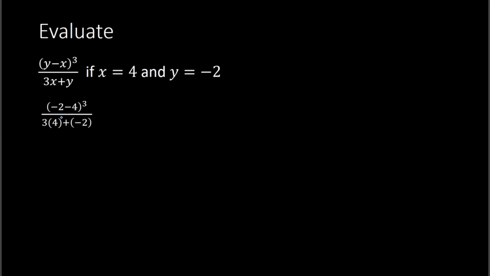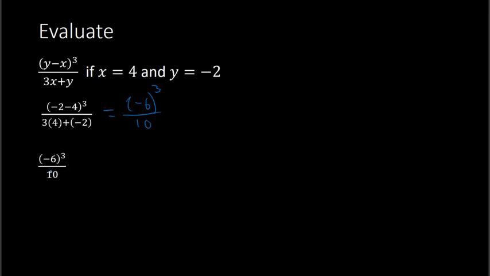So from here, I need to simplify. Begin with parentheses first. So on the top, -2 minus 4 would be -6. So I have -6 to the 3rd power. And then on the bottom, 3 times 4 is 12. And then 12 plus -2 is the same thing as 12 minus 2, which would be 10. So I have -6 to the 3rd power divided by 10.